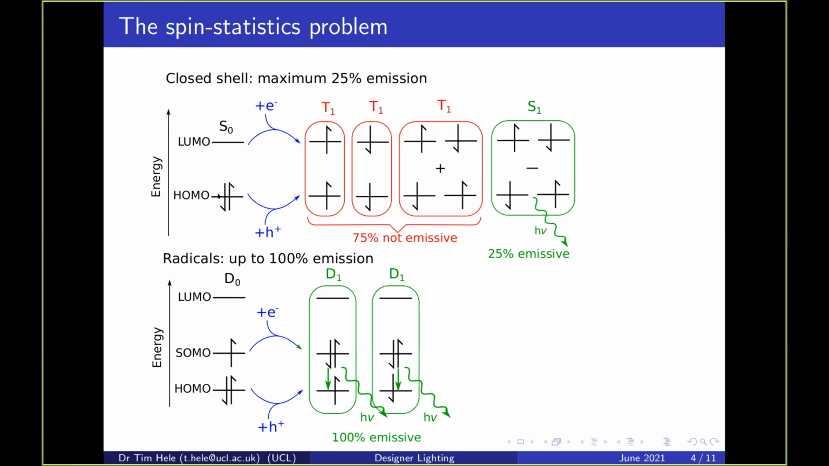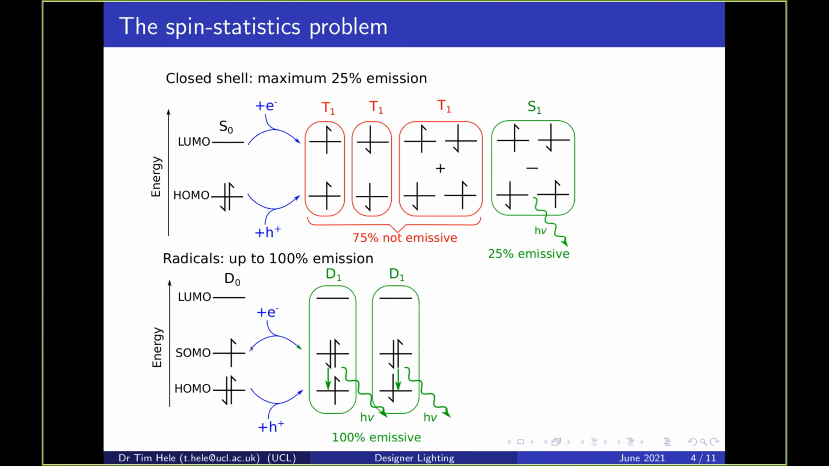So in a conventional organic light-emitting diode, where you have a HOMO or your valence band and a LUMO or conduction band, you would put a hole in the HOMO and an electron in the LUMO, and 3/4 of the time you'd end up with a triplet state, which is not emissive in an organic molecule, and 1/4 of the time you would have an emissive singlet.